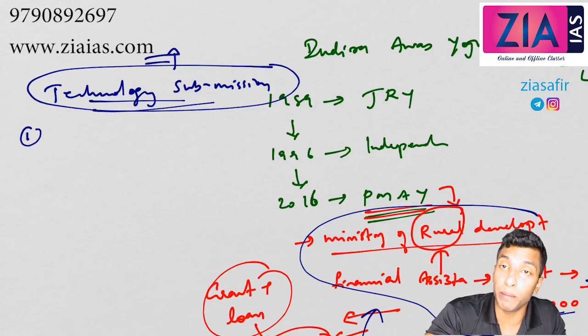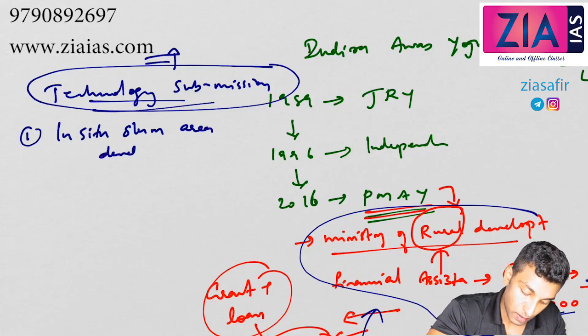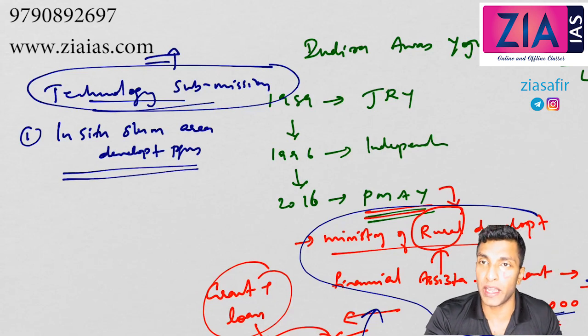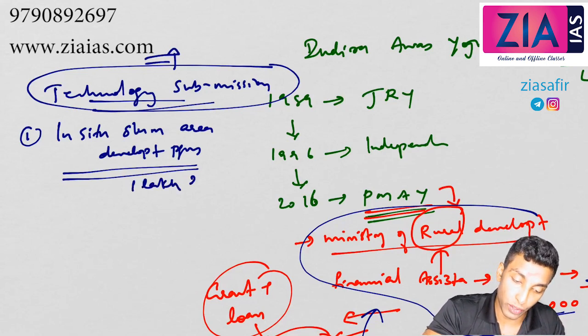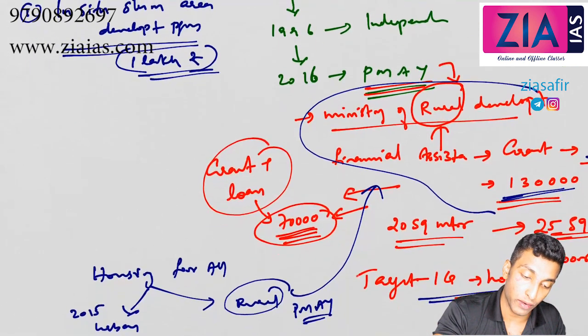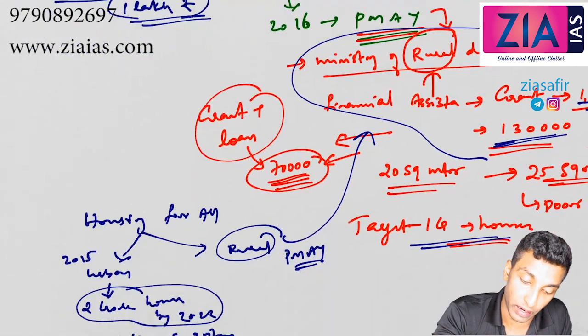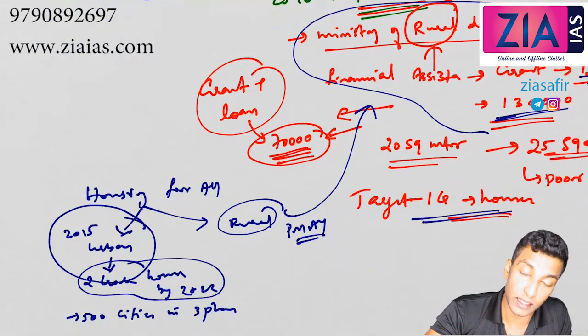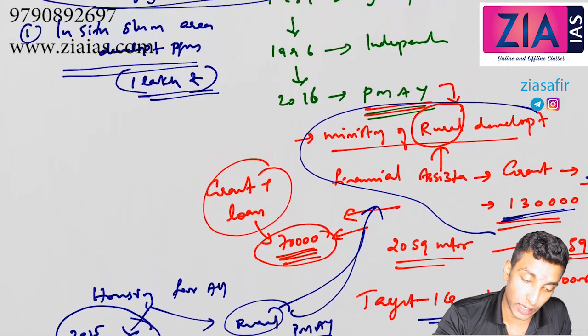Firstly, the in situ slum area development program. Slum area development, then and there itself the development. So 1 lakh rupee per house is actually granted for this in situ slum area development program. That is part of this one. Now we are discussing the technology submissions under the urban component of housing for all. Rural component we have already discussed. So that is the first one.